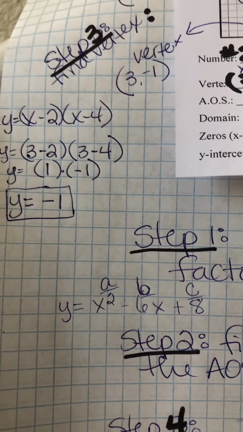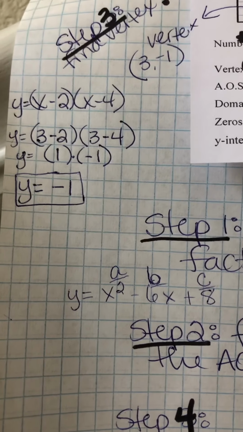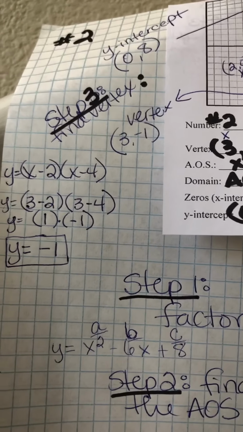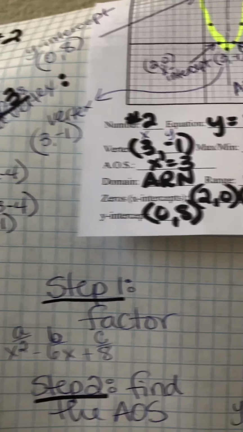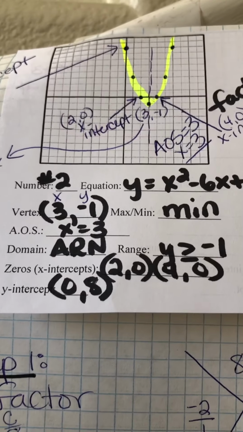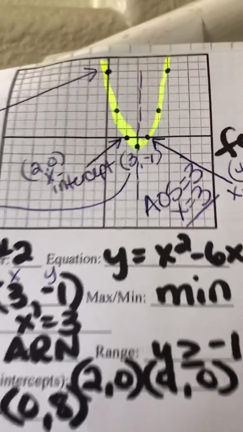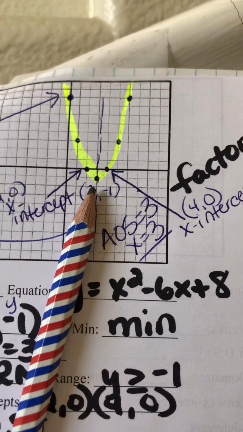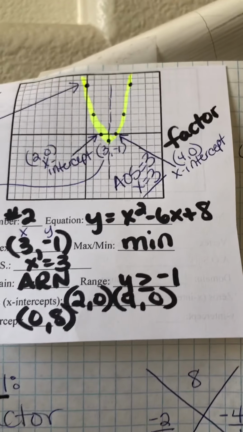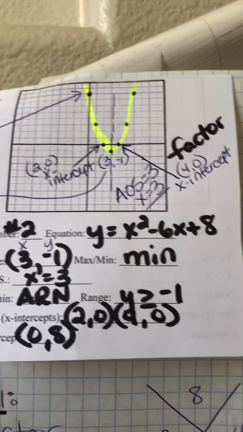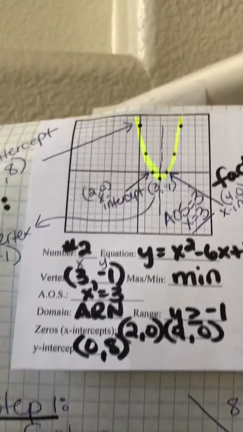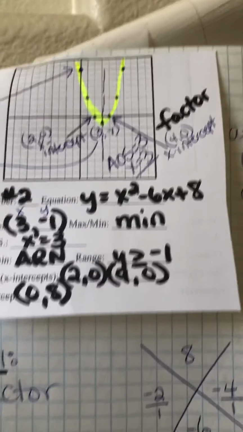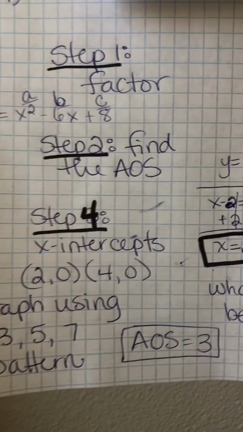So now we have 1 times negative 1, which is negative 1. Y equals negative 1. So our vertex is 3, negative 1, which we plotted right there. So if you're up here, you're going to go 1, 2, 3, and down to negative 1. And so just go ahead and look at that for a second. And then we're going to come down. What are we going to do next?